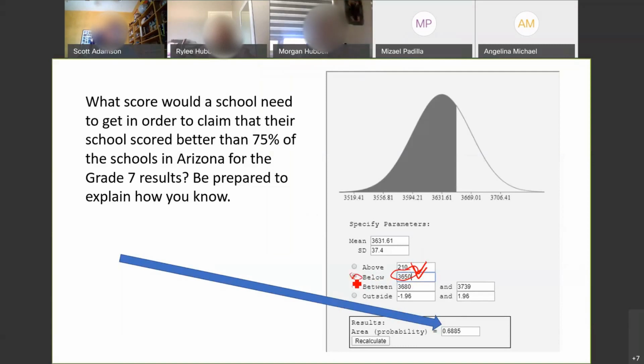So that's fine. I'm going to play. You're going to put in a score. I just picked 36.50, which is about there, and I thought, hey, maybe that'll get me close so that 75% of everybody else is below me. Well, I didn't get it. I got 68.85%. So you're going to have to play around until you get this percentage down here to be 75%, and then this would be the score that would have accomplished that.